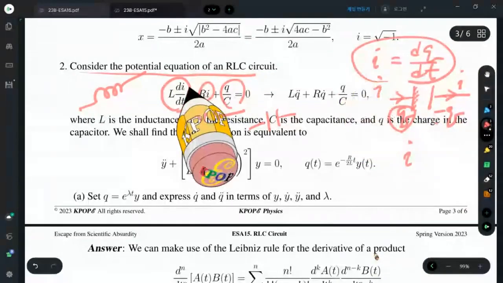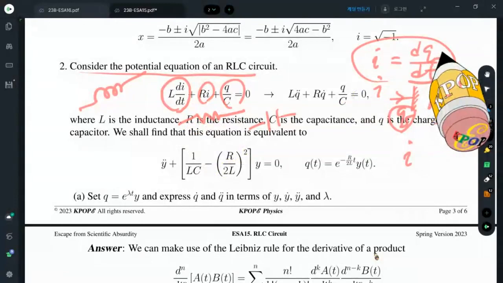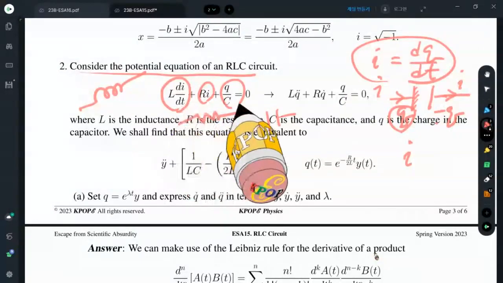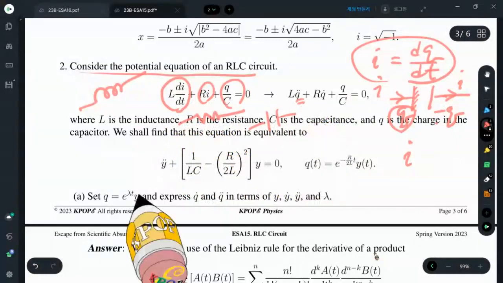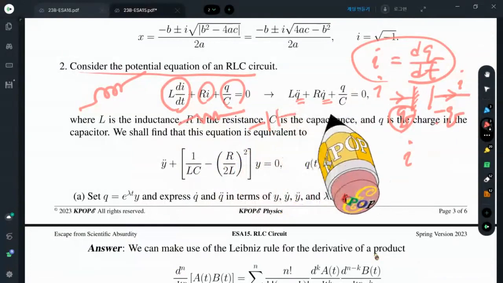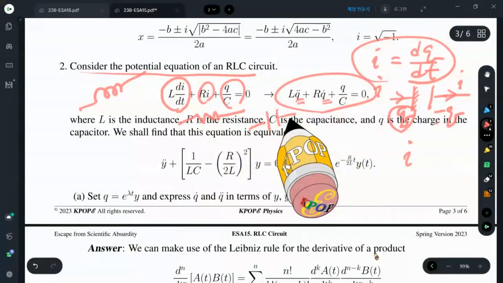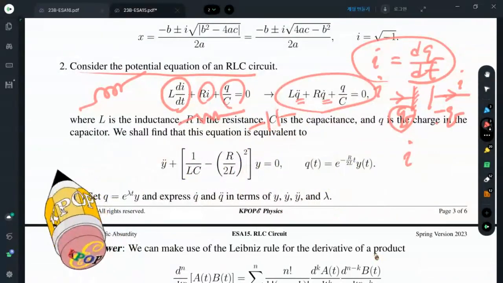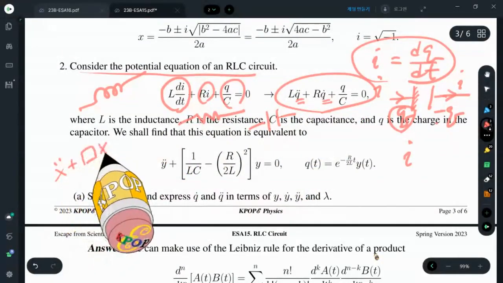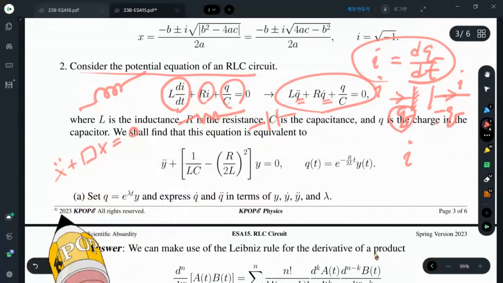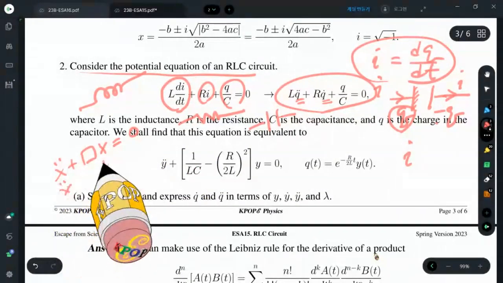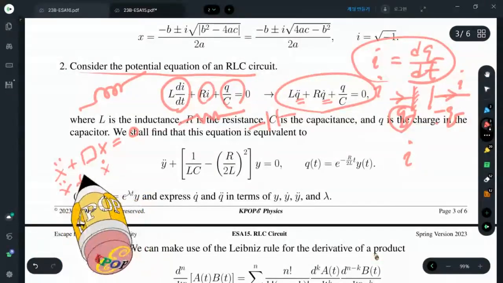Anyway, I is the first order derivative of the charge. Therefore, the first order derivative of I is the second order derivative of Q. And this guy is the first order derivative of Q. So we have this kind of form. This is a generalized form of the simple harmonic oscillator. Simple harmonic oscillator is x double dot plus something times x equals 0. However, we have an additional piece that depends on the velocity.